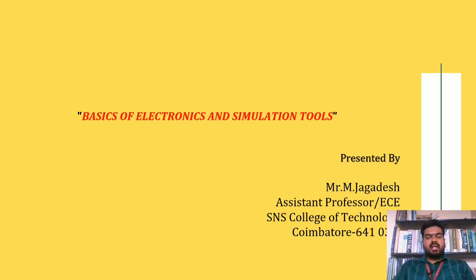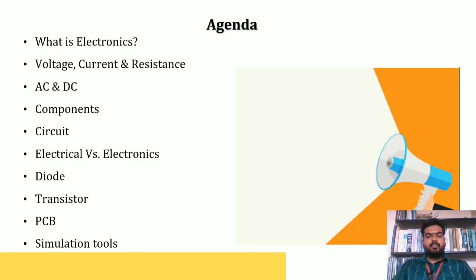In this lecture series, I am going to cover what is electronics, what is voltage, current and resistance, and the difference between these three, what is AC and DC, and the main components we use in electronic circuits. Then what is a circuit, the differences between electrical and electronic, what is a diode, what is a transistor, what is a printed circuit board, and the need for a printed circuit board. Then finally I am going to end up with the simulation tools.